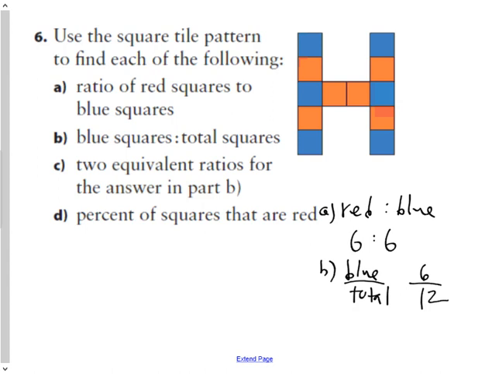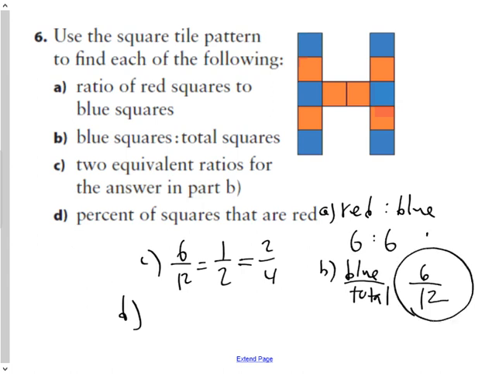For C, 2 equivalent ratios for the answers in part B. 6 to 12, equivalent would be 1 to 2, or 2 to 4. Those would be equivalent. You could also go 12 to 24. There are infinite possibilities for C. At part D, percent of squares that are red. Since this is a part to whole ratio, part to whole ratios can be used as percentages. So therefore, 6 out of 12 as a decimal is 0.5, and as a percent is 50%.